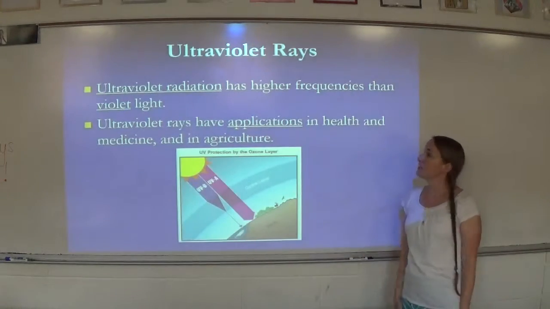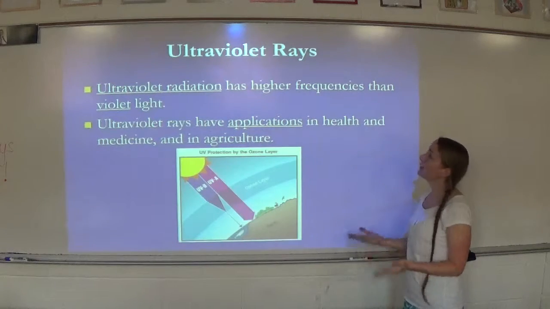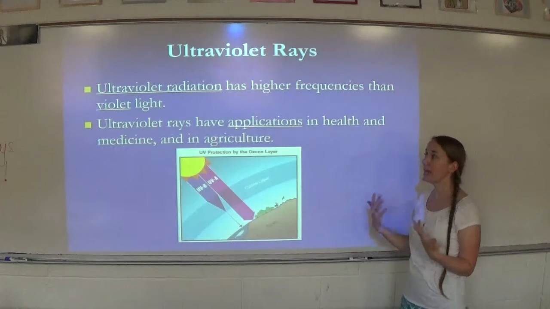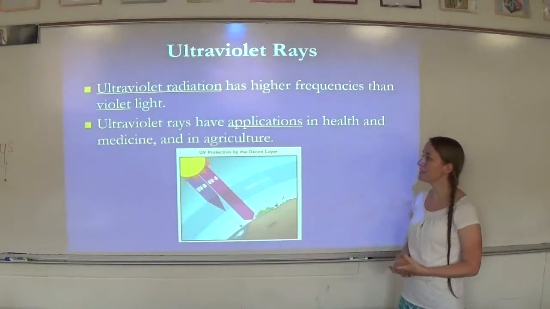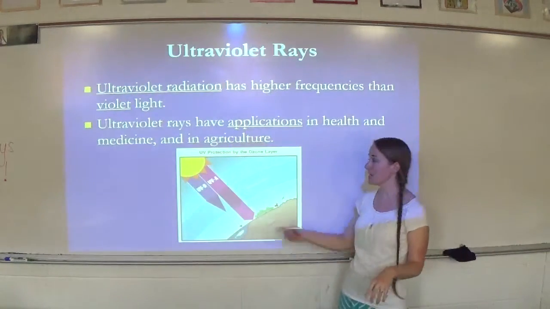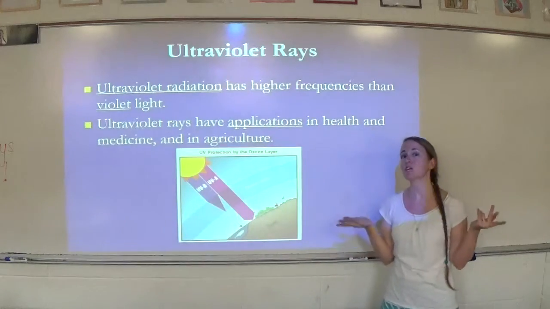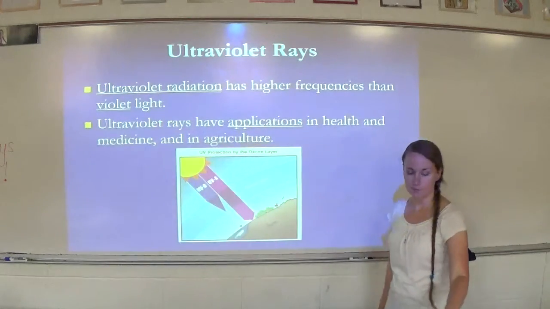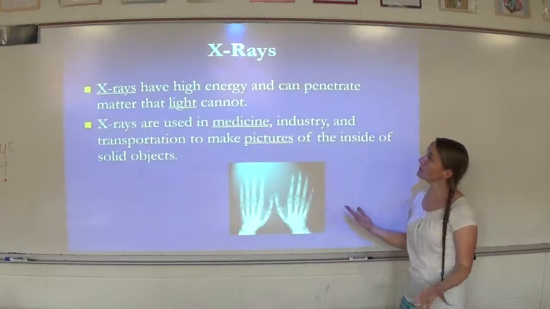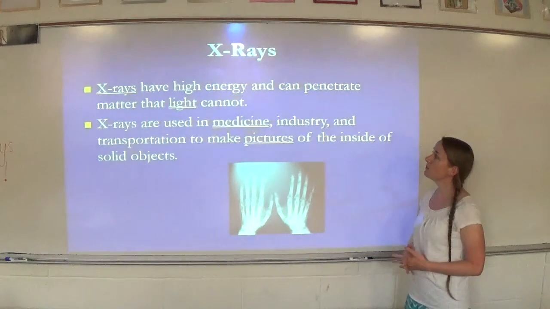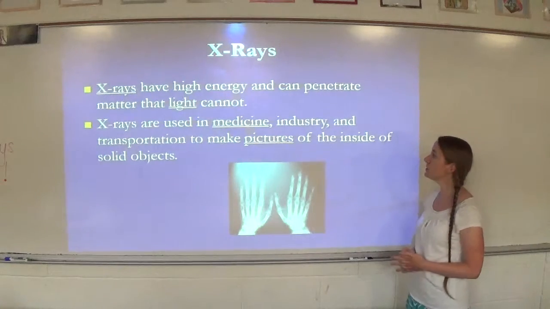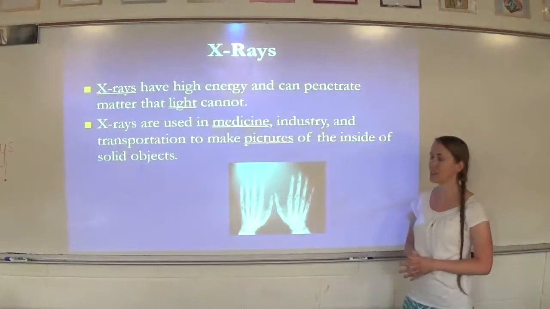So let's talk about them. So ultraviolet radiation has higher frequencies than violet light. We cannot see it. Ultraviolet rays have applications in health, medicine, and in agriculture. And like I said, that's what's responsible. That's what you try to protect yourself from by wearing sunscreen. X-rays have high energy and can penetrate matter that light cannot. X-rays are used in medicine, industry, and transportation to make pictures of the inside of solid objects.